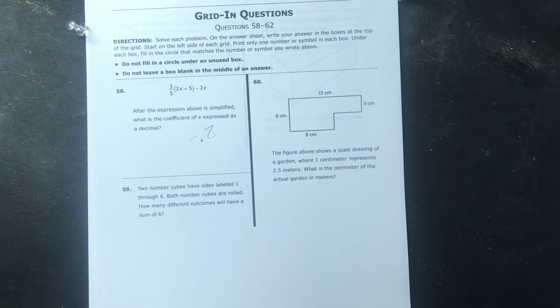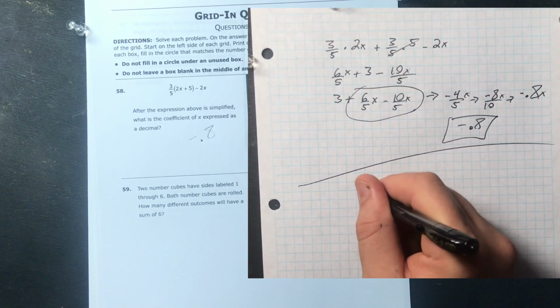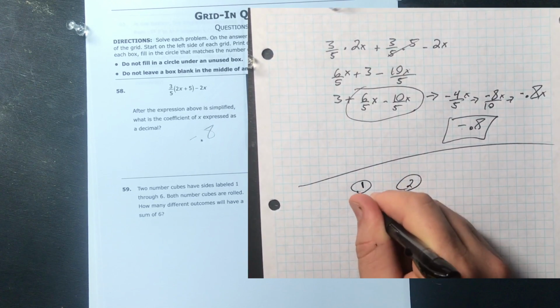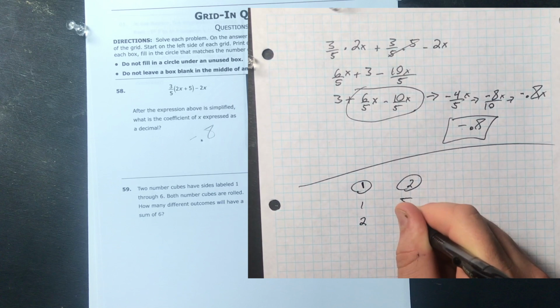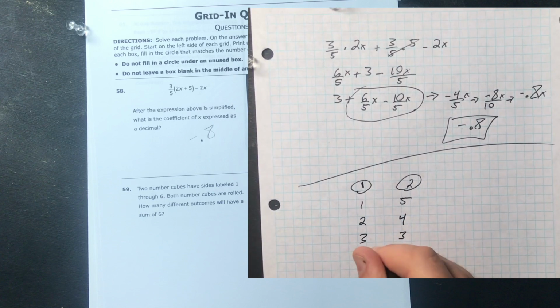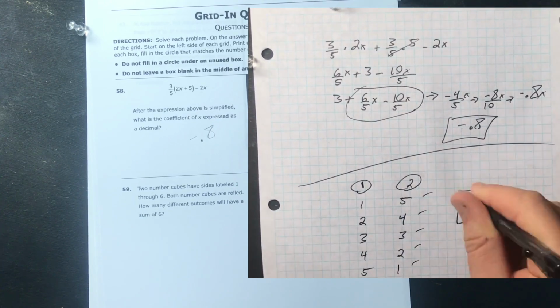Two number cubes have sides labeled 1 through 6. Both number cubes are rolled. How many different outcomes will have a sum of 6? Okay, so we have two dice, dice 1 and dice 2, and 1 and 5, 2 and 4, 3 and 3, and then keep the reverse, 4 and 2, 5 and 1. 1, 2, 3, 4, 5.